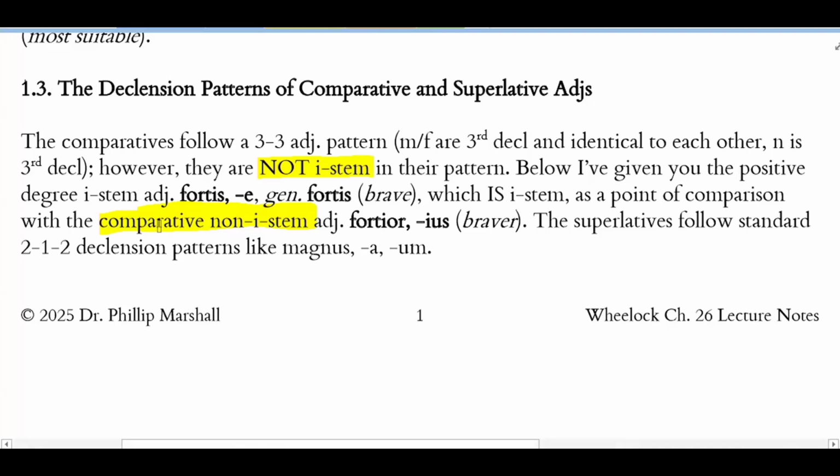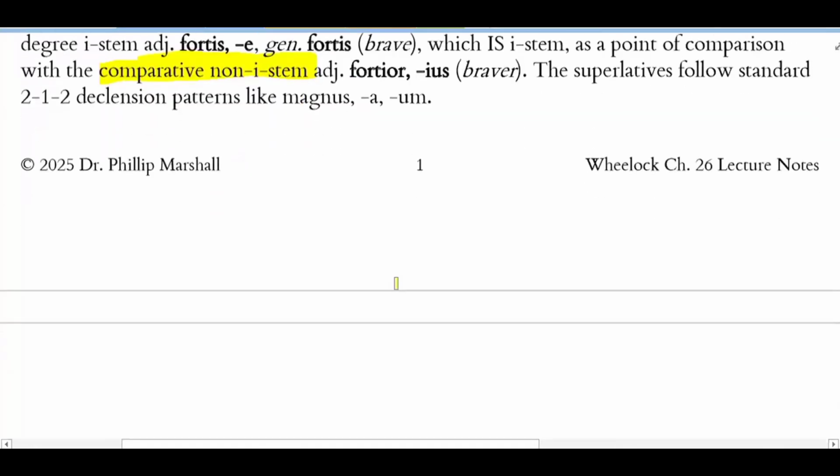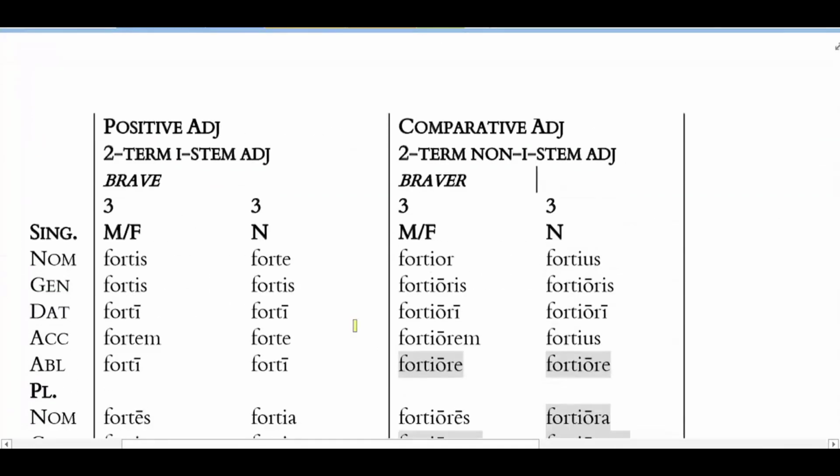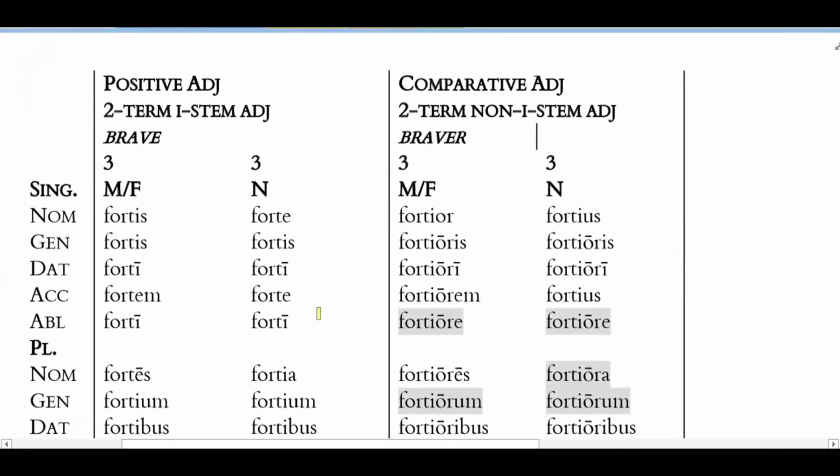The superlatives follow standard 2-1-2 declension patterns like magnus, magna, magnum, and therefore I don't give you a chart for that because you could probably wake up in the middle of the night and recite it from a dead sleep. At least I hope so.